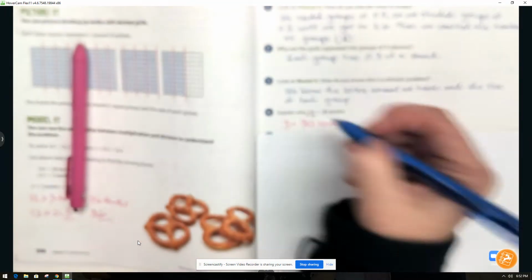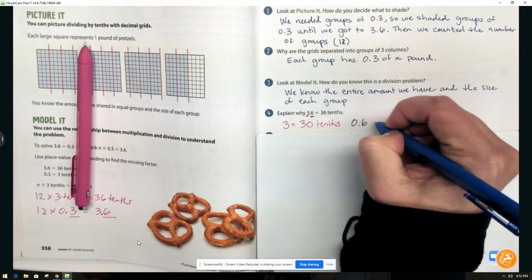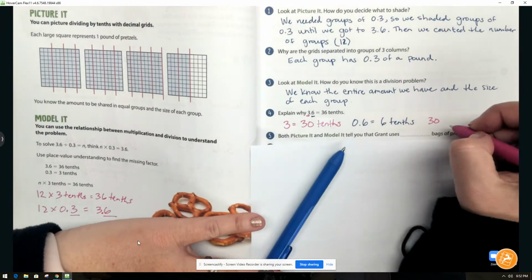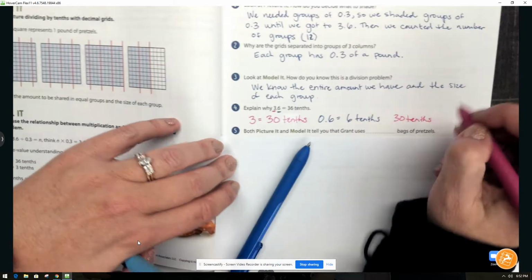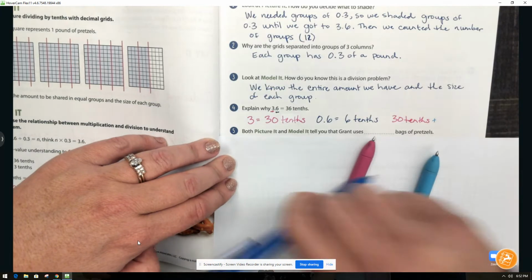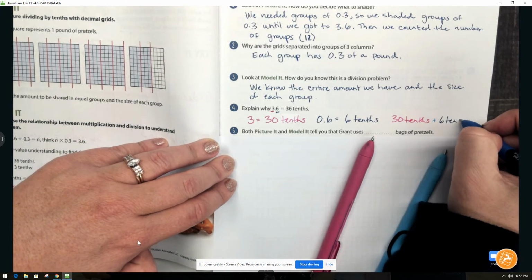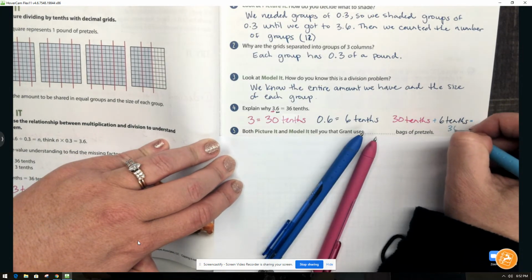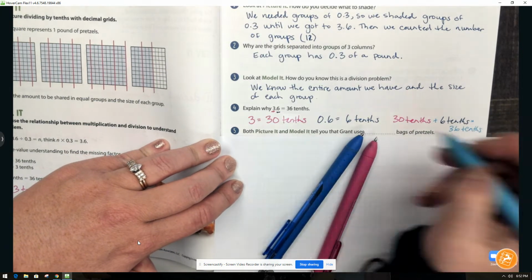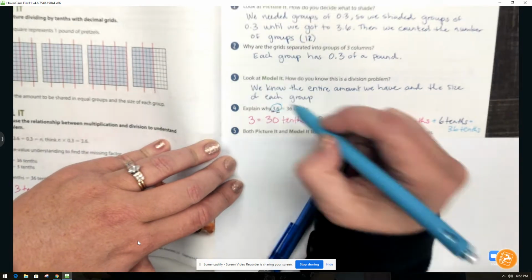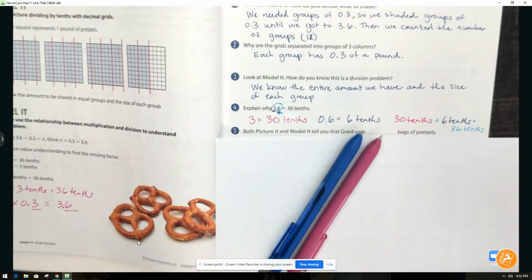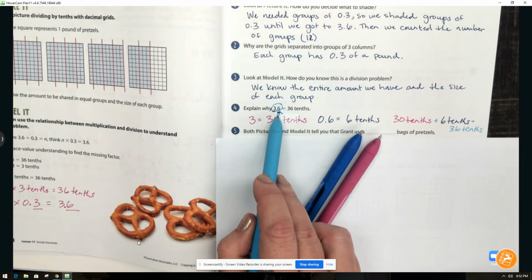Then in this 6/10, 6/10 is equal to 6/10. When we add our 30/10 plus 6/10, it equals 36/10. The other thing we can do is look at this 36 as a whole and then use the least place value and say 36/10.